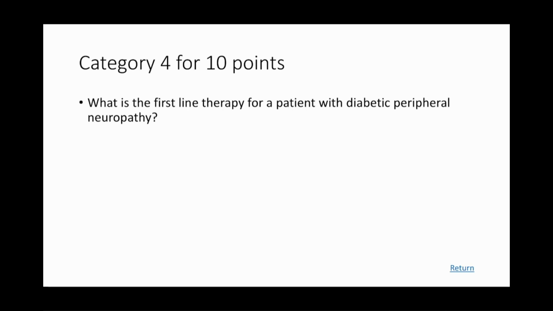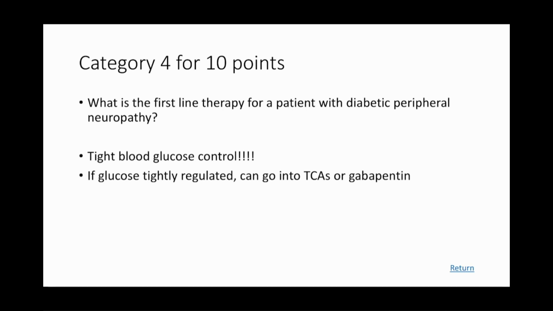First line therapy for a patient with diabetic peripheral neuropathy: glucose control, always. Then once it's controlled and they still have it, you can add in your neuropathic pain meds, TCAs and your gabapentin and Neurontin.